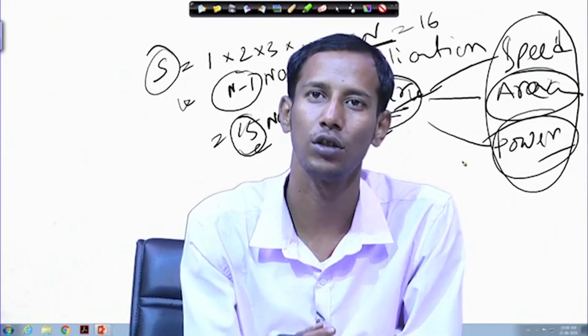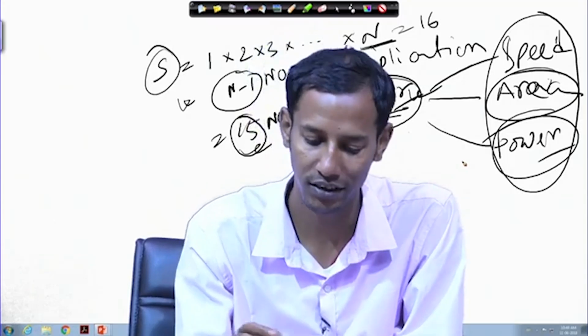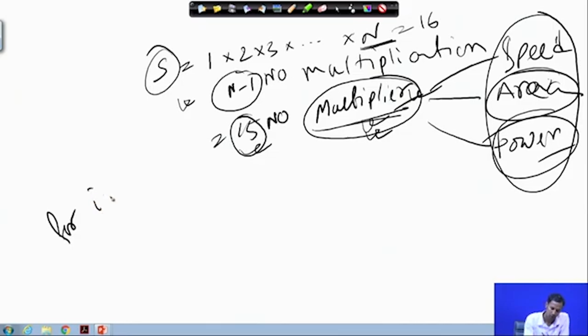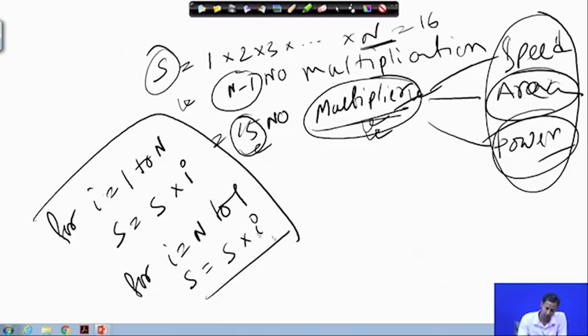Here also we use the same logic as in the sum of n natural numbers. The only change is in the logic: for I equals 1 to n, S equals S star I. Initially you can start with this logic, or with the same logic in reverse, I equals n to 1, S equals S star I.